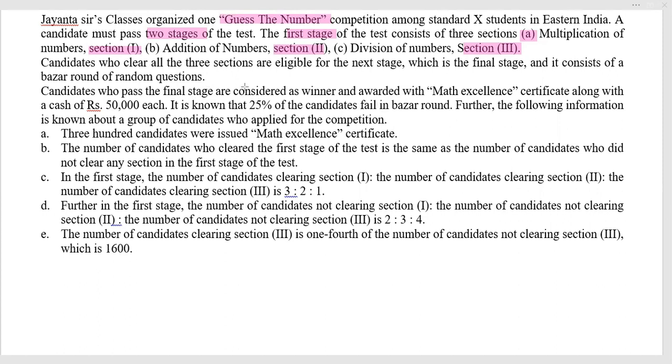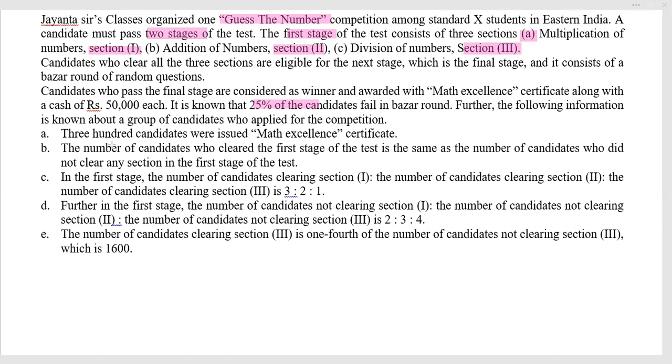Candidates who pass the final stage, that is the next stage, are considered winners and awarded a math excellence certificate along with a cash prize of rupees 50,000 each. It is known that 25% of the candidates fail in the buzzer round. That means 25% of the candidates fail and 75% pass.